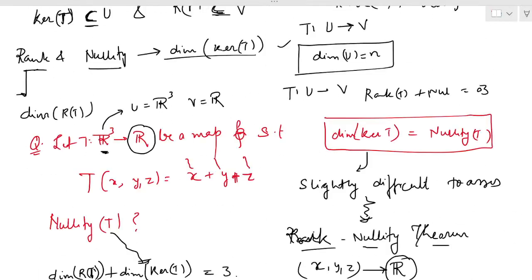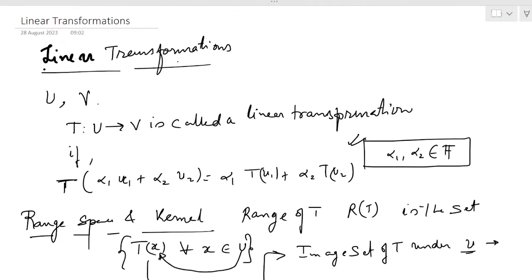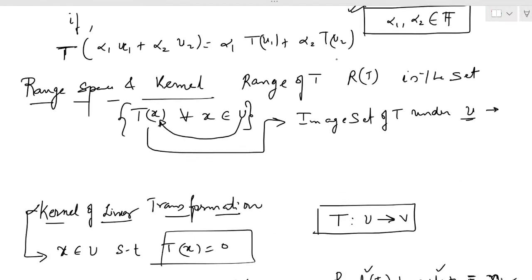Till now, I started with linear transformation, and I told you what a linear transformation is. A linear transformation is a transformation which preserves this kind of property: if T is operated on alpha 1 u1 plus alpha 2 u2, then you get alpha 1 Tu1 plus alpha 2 Tu2. If this is how your map is functioning, then this map is called a linear map, linear operator, or linear transformation.